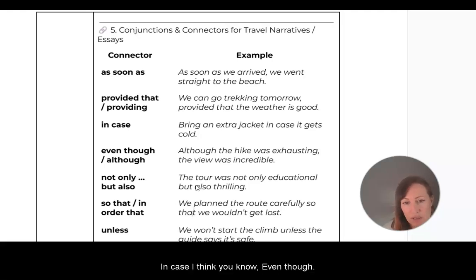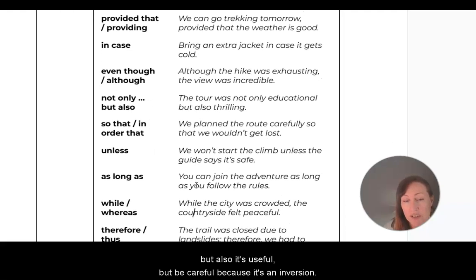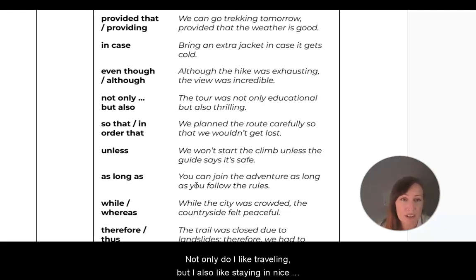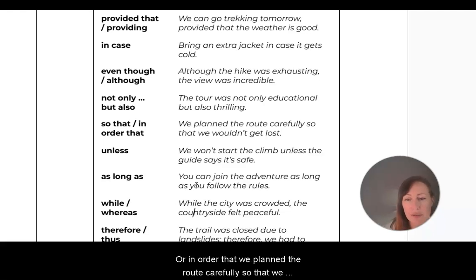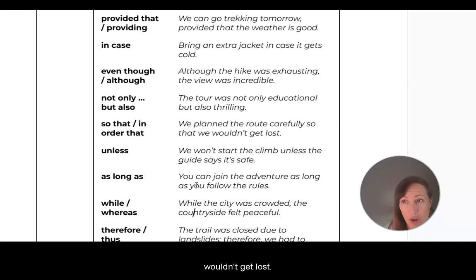In case, I think you know, even though, although, or though. Okay. Not only, but also. It's useful, but be careful because it's an inversion. Not only do I like traveling, but I also like staying in nice hotels, for example. So that, or in order that. We planned the route carefully so that we wouldn't get lost. In order that we wouldn't get lost. Or in order to not get lost.